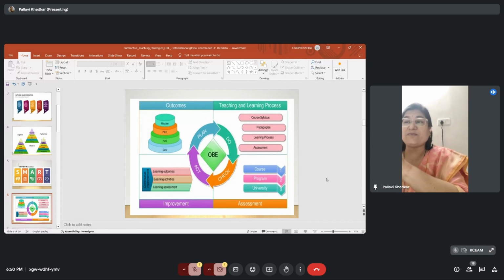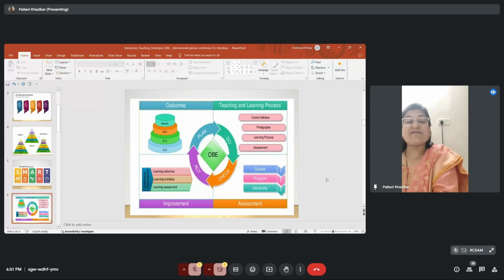Second is about teaching and learning processes. When we talk about teaching and learning processes, it is the course syllabus, it is pedagogy, it is the learning process, and the assessment during the classrooms or after the classroom. The next part is assessment. There are two types of assessment which we generally see: one is formative assessment and the second is summative assessment. Formative and summative assessment help the education structure for improvement.